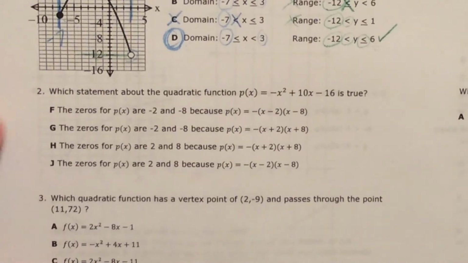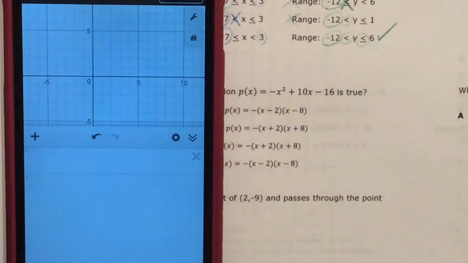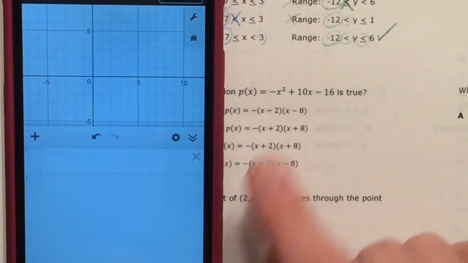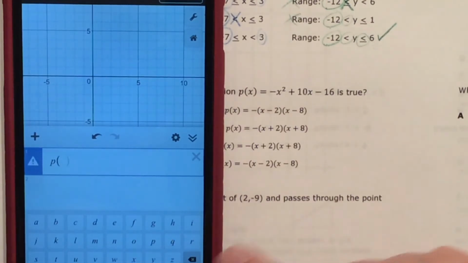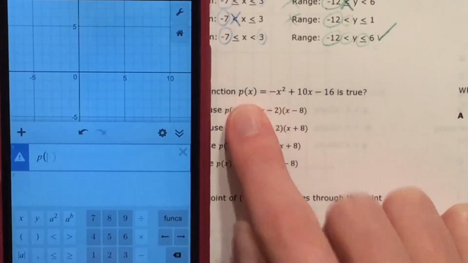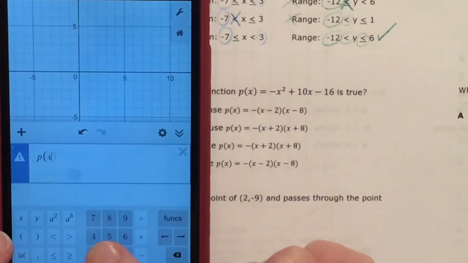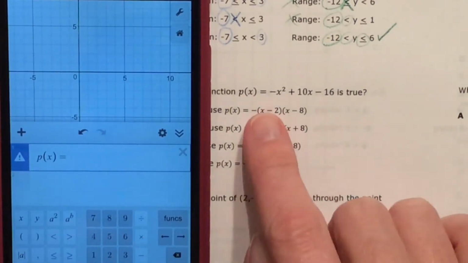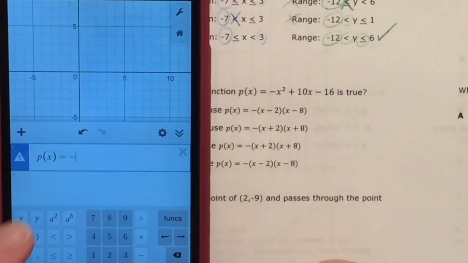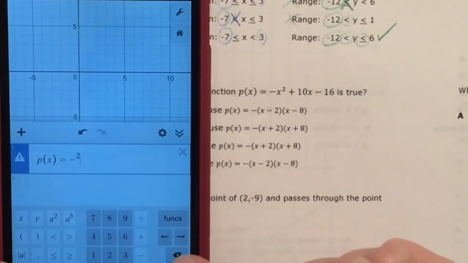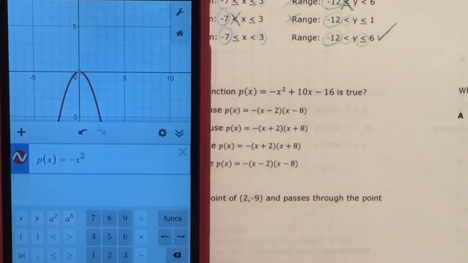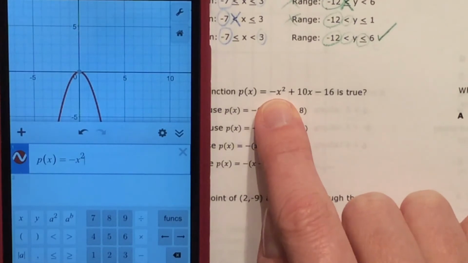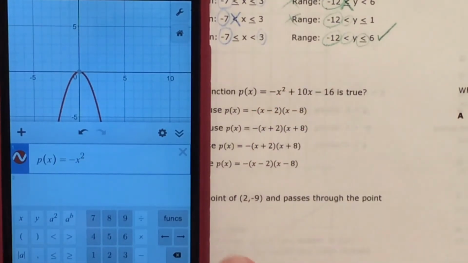Which statement about the quadratic function is true? So what we're going to do is we are going to get on our Desmos. And you can actually type this in exactly like it is if you want to. Or you can type in P of x is function notation. You can also type in y equals. But I'm going to type it in exactly like it is. Oh, I forgot my -x. Negative x squared. And I know that it's going to be a parabola because it has x to the 2nd power.